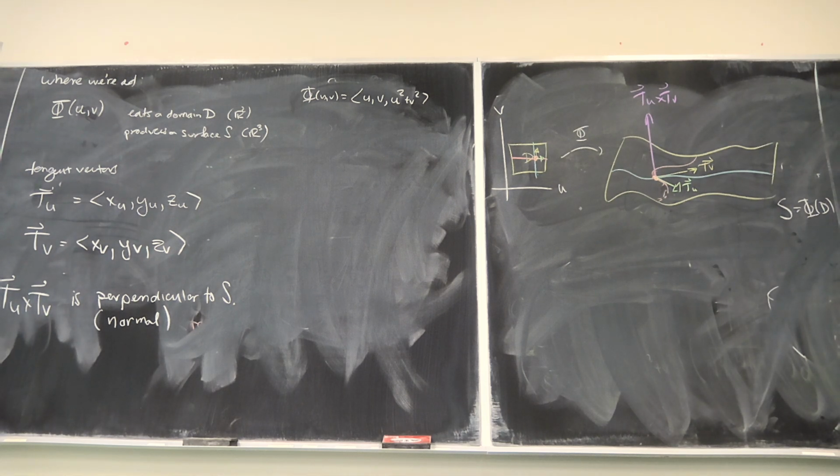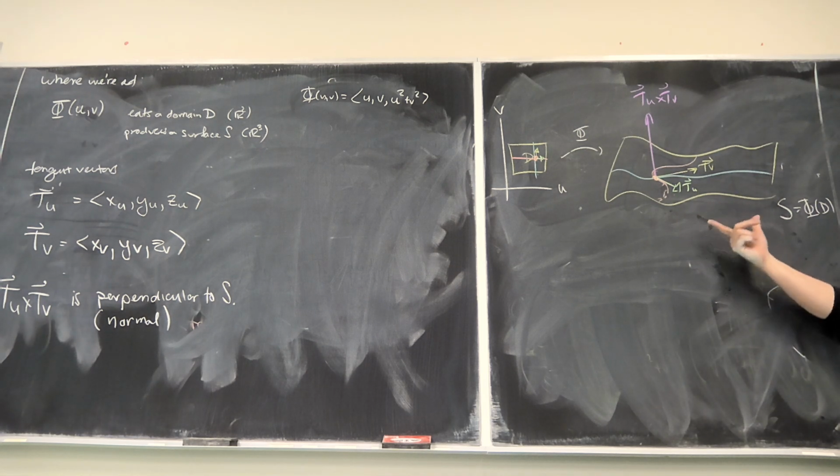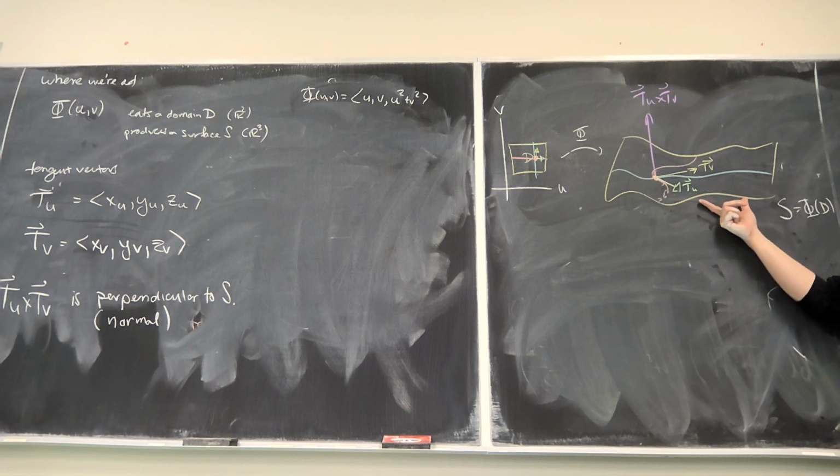And the next thing I'm going to observe here is I'm going to be interested in trying to figure out the surface area of this thing, or the flux of a vector field through it. And so to do that, I'm going to want to break the surface up into little tiny chunks of area, in the same way that when we worked with curves, we broke up curves into little tiny chunks of arc length. I want to break the surface into little tiny chunks of area.